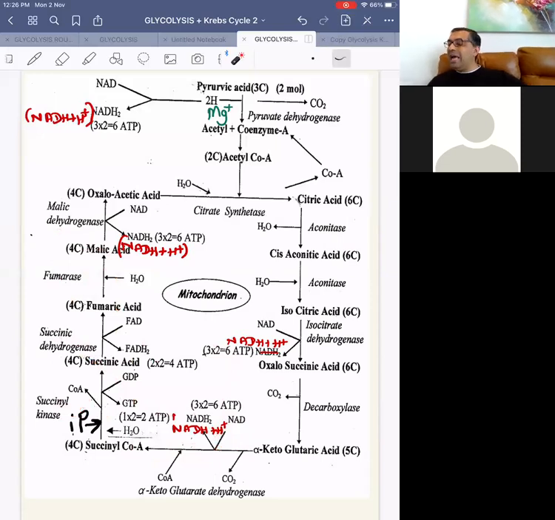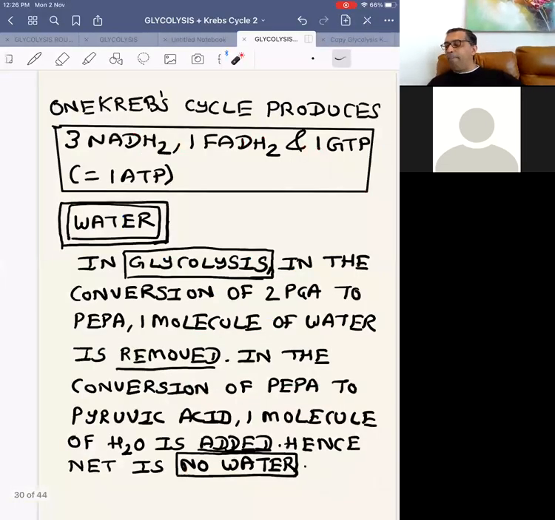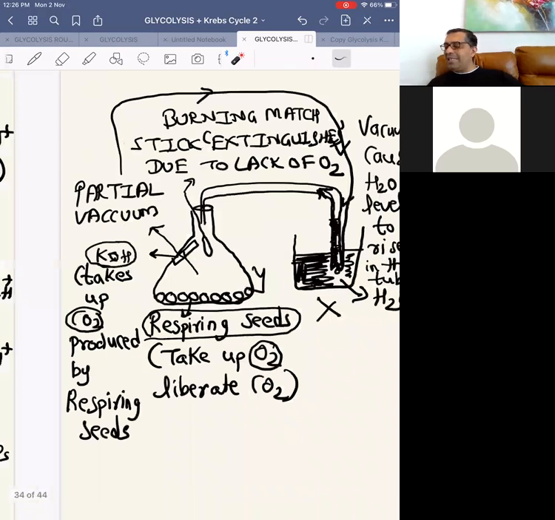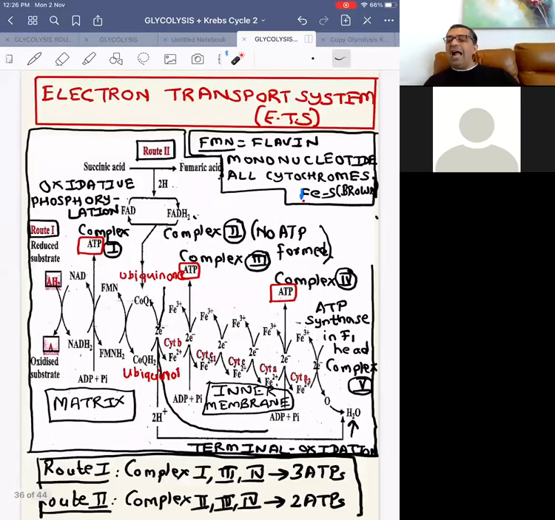Beautiful process. Let's see how this happens. Analyze this carefully. At various steps, a reduced substrate becomes oxidized.